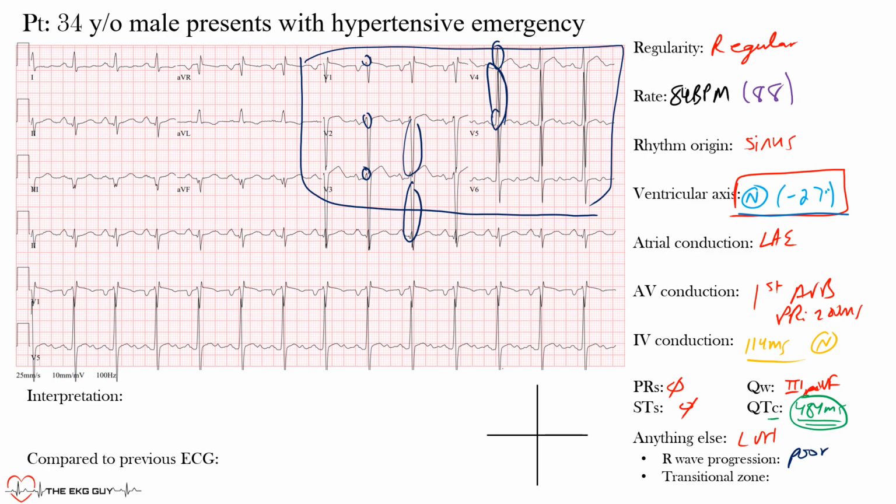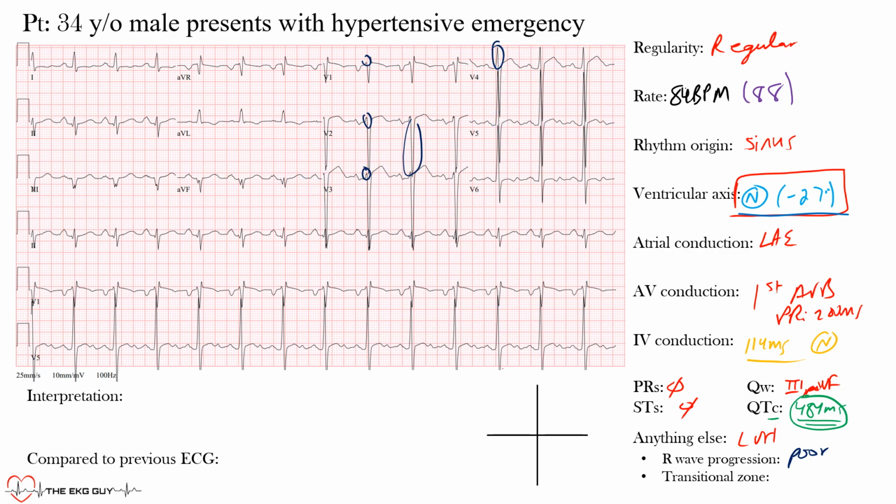Next, the transitional zone, meaning where are we going from mostly negative to mostly positive complexes in these precordial leads. So notice this is mostly negative, mostly negative, mostly negative, again mostly negative, and if you look from here to here, it might be around V5. Normal transition from negative to positive is between V3 and V4. So it's happening later, so we would call this a late transition, or clockwise rotation.